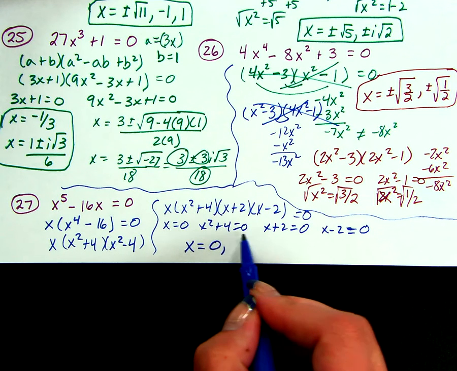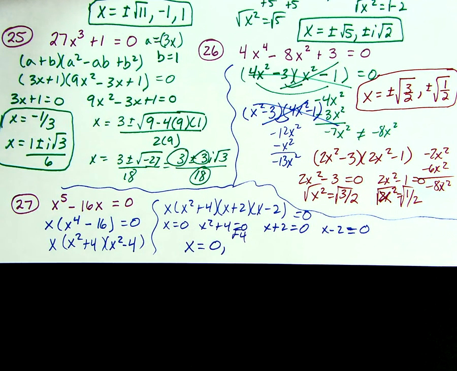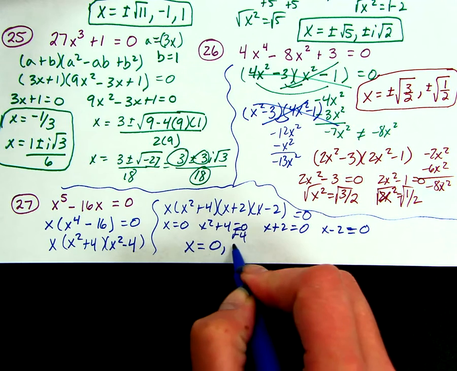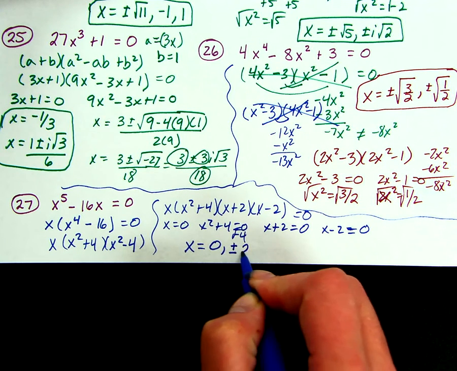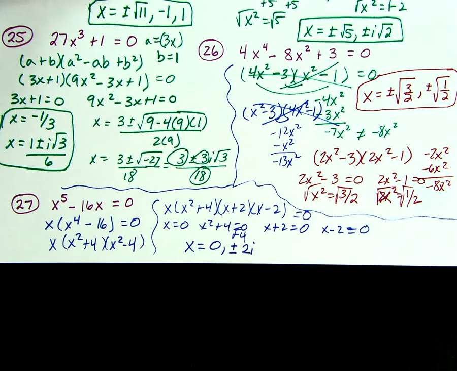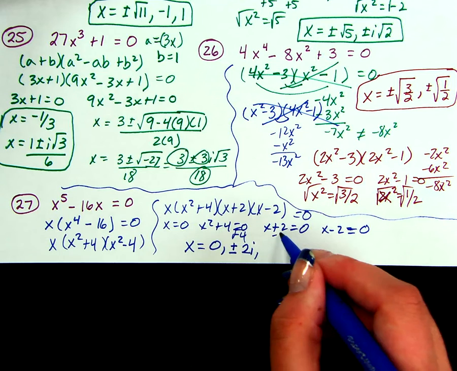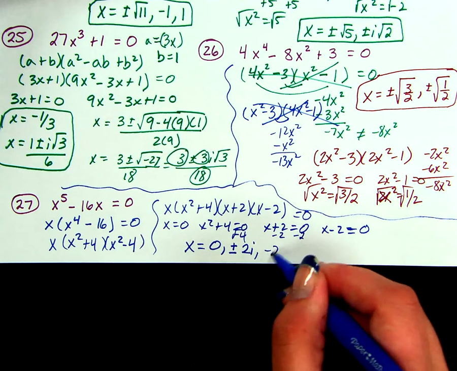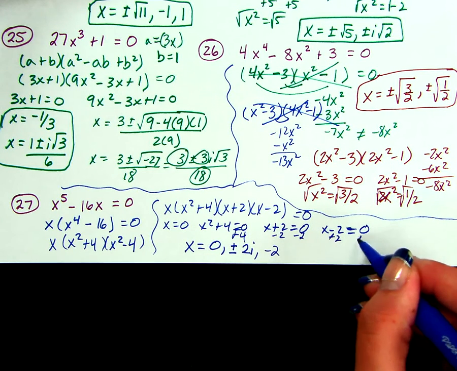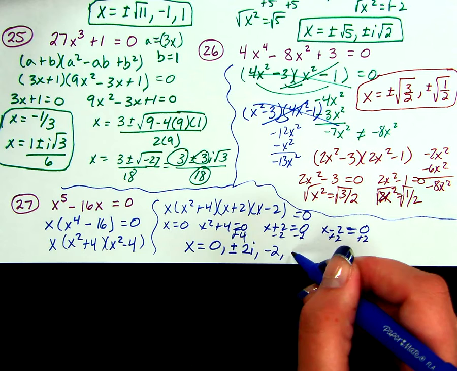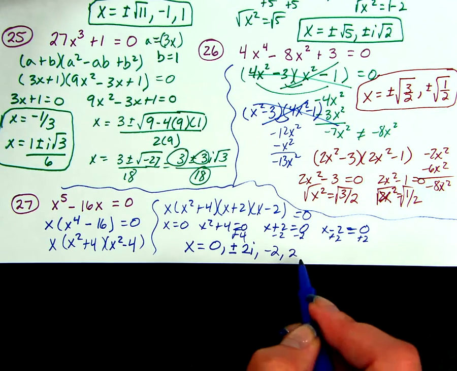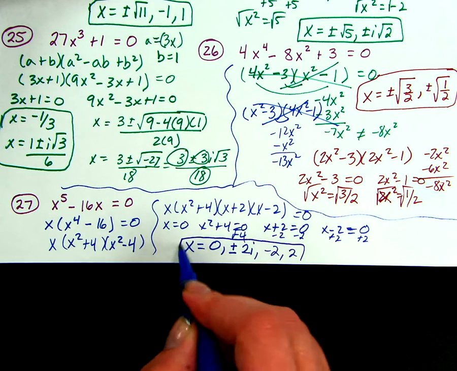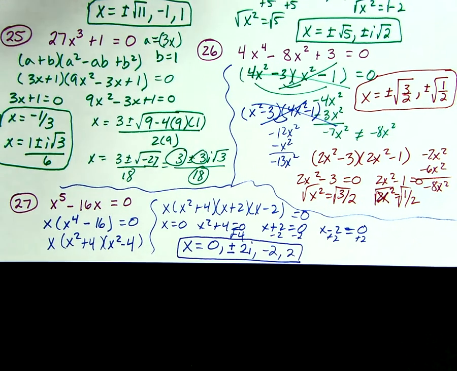This one, we would subtract the 4, and then we have to take the square root of each side. So that is going to give us plus and minus 2i, since we took the square root of a negative. This one, we're subtracting the 2, so it's a negative 2. And the last one, we are adding the 2, so it is a positive 2. So here are the final 5 answers. And that is also going to conclude section 5.